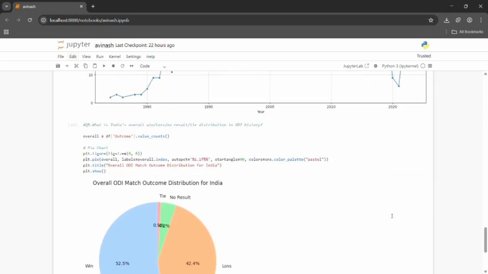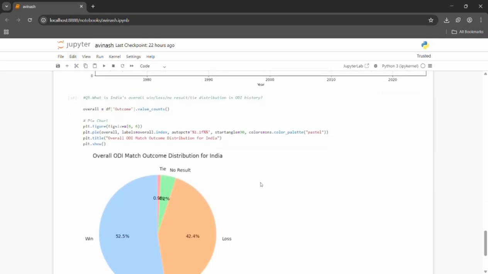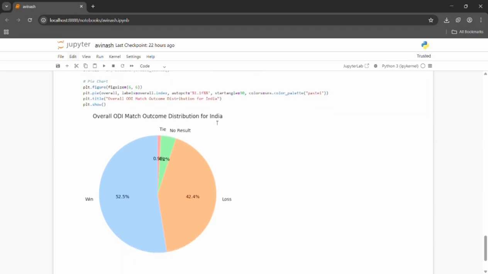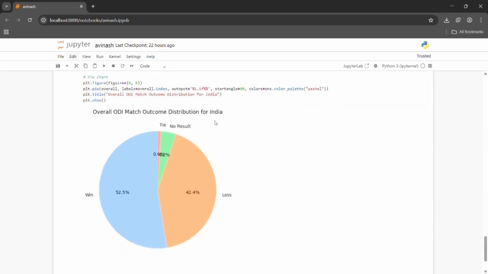And fifth question: what is India's overall win, loss, no result, or tie distribution in ODI history? The pie chart shows a balanced spread, with wins comprising around half of the matches, approximately 52.5%. This confirms that India has a consistently strong team, especially given the large number of games analyzed.